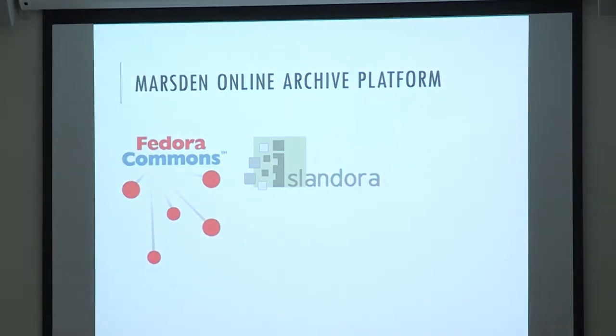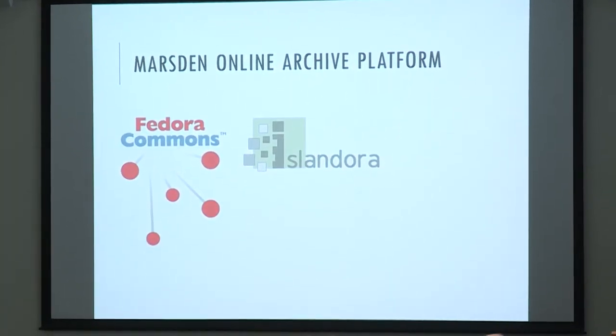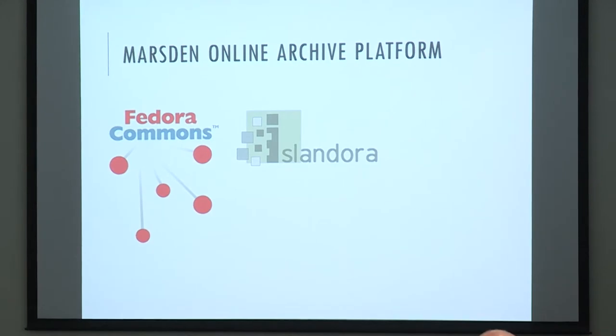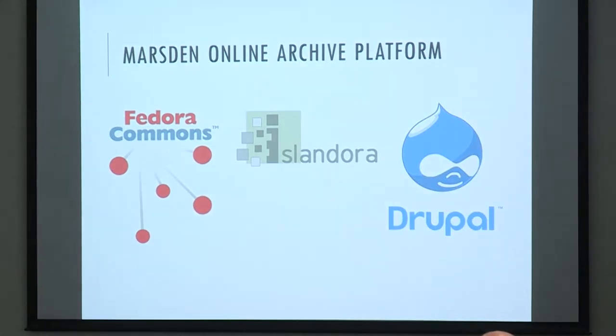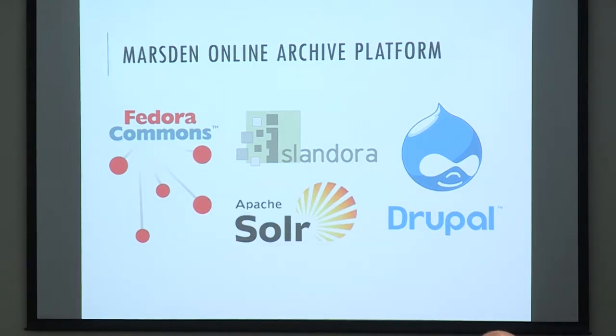It was then up to the development team to bring all of this information together and put it online. The Marsden Online Archive platform is made up of Fedora Commons, which is the back-end repository used to store and manage all of our digital material; Islandora, which brings together the different layers of the platform and is used to manage our different content types; Drupal, which provides access to the site through a front-end access layer; and Solr, which does the searching and indexing.